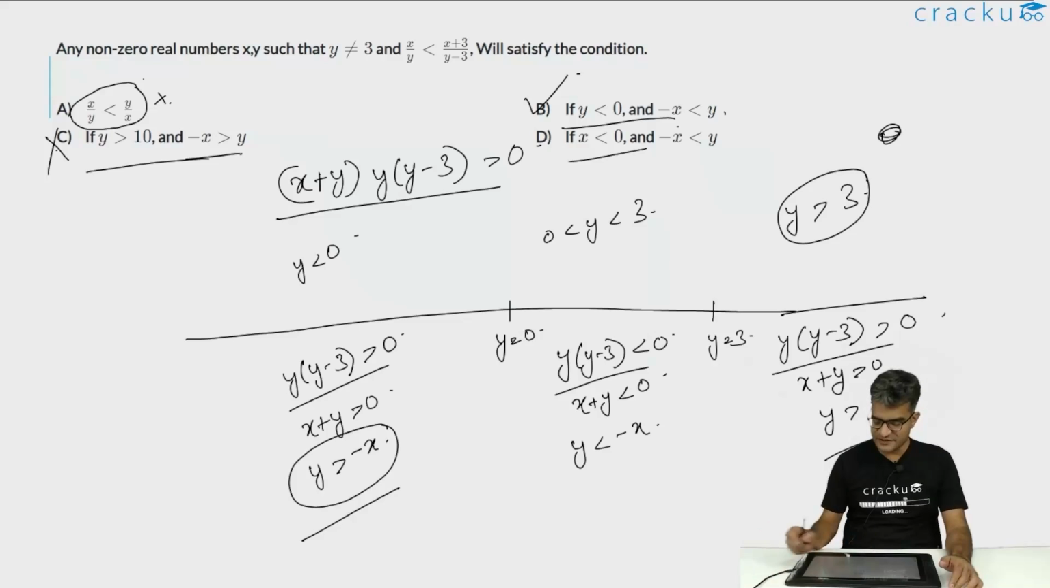If x is less than 0, minus x is less than y. Again, we can't say anything about the value of x. We can clearly say something about the value of y. So essentially, the only option that is correct is option B.